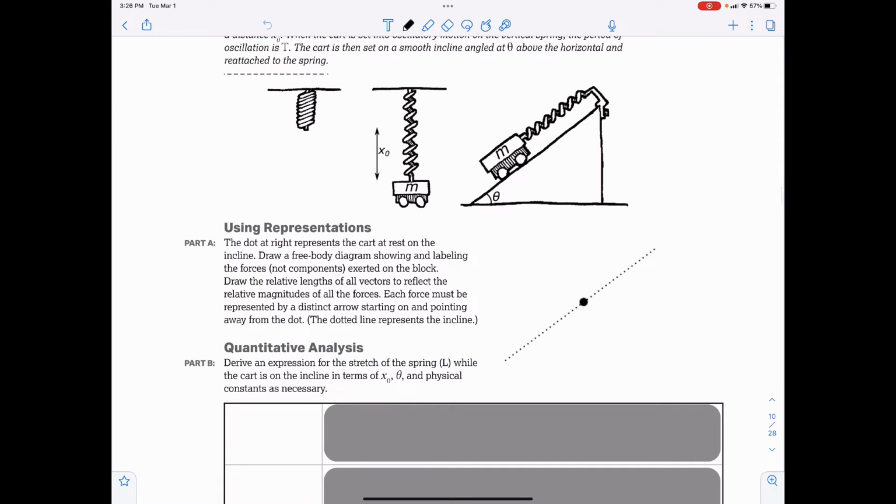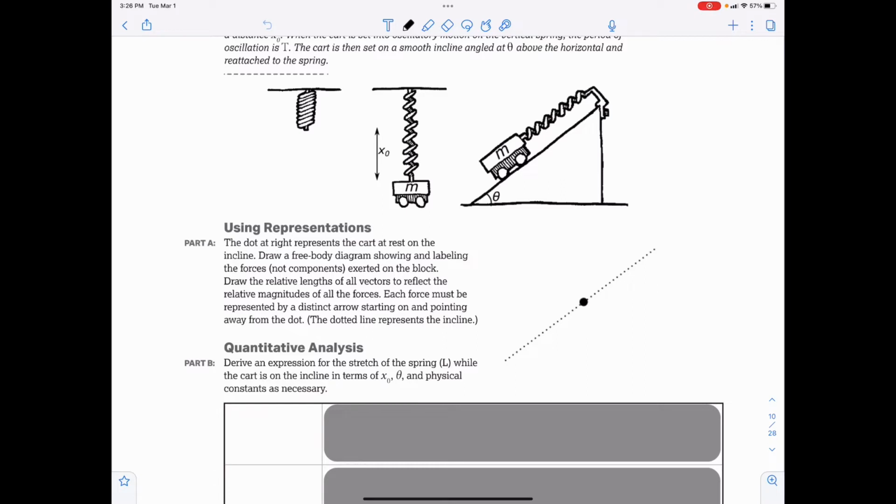Part A, using representations. The dot at the right represents the cart at rest on the incline. Draw a free body diagram showing and labeling the forces, not components, exerted on the block. Draw the relative lengths of all vectors to reflect the magnitudes of all the forces. Each force must be represented by a distinct arrow starting on and pointing away from the dot.